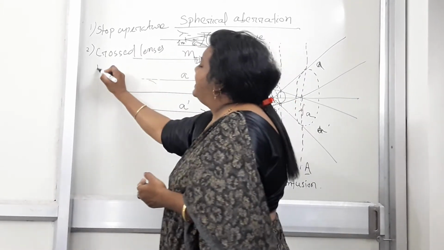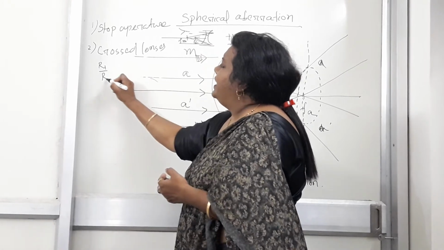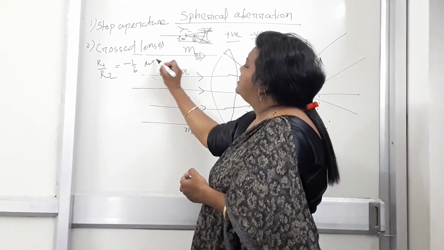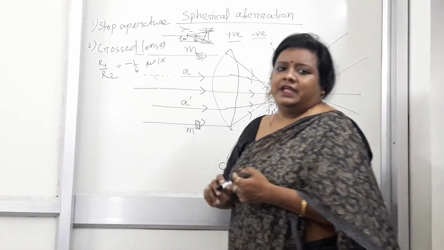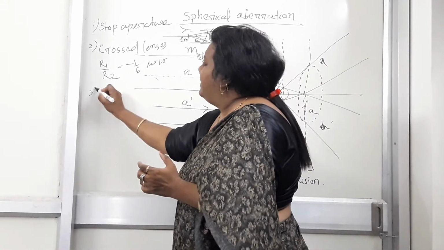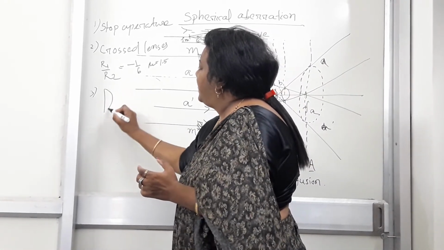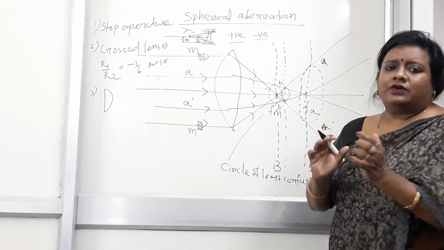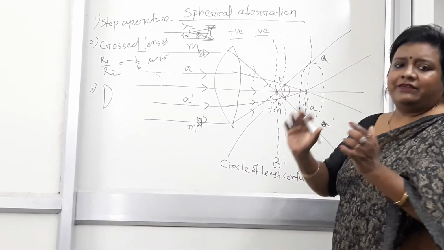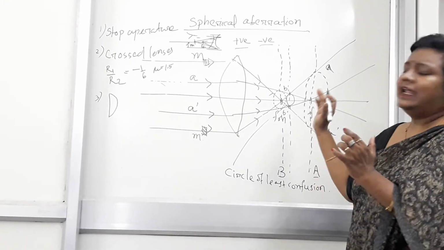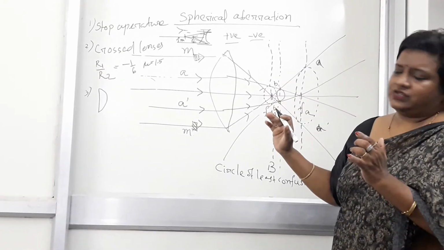Mathematically it is shown that when the ratio between the radii of curvature is 1/6 and mu is equal to 1.5, in this crossed lens, it almost appears to be a plano-convex lens. When the set of rays meets the plano-convex lens, the deviation after refraction becomes minimum, so that we can eliminate the spherical aberration.